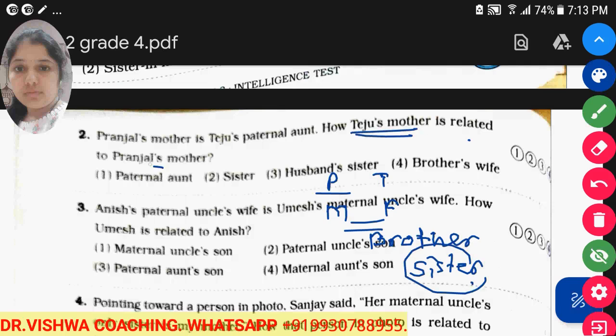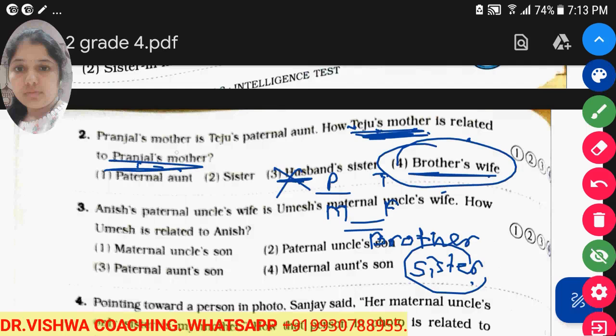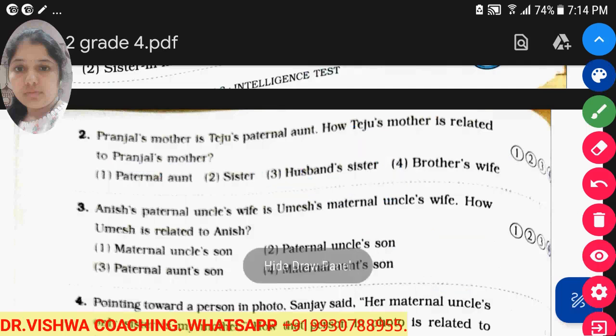That's why Teju's mother is related to Pranjal's mother as brother's wife, not husband's sister, because how Teju's mother is related to Pranjal's mother is asked, not how Pranjal's mother is related to Teju's mother in the question. So brother's wife is the correct answer here. Okay. Understood? They had not asked you how Pranjal's mother is related to Teju's mother. If such a question is asked, then husband's sister is the answer. They had asked how Teju's mother is related to Pranjal's mother, so brother's wife.